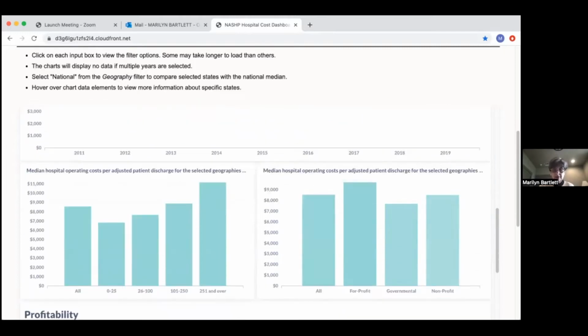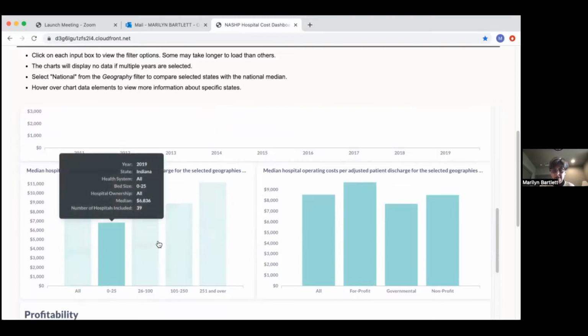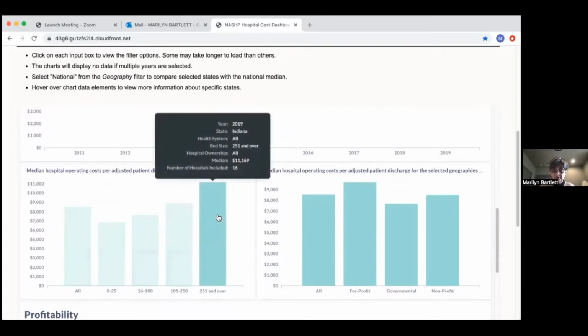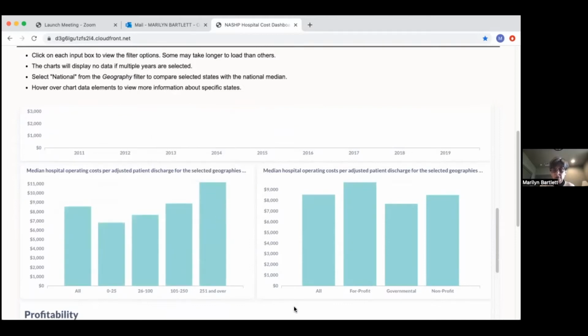Again, we break it down deeper into, let's take a look at the bed size. And again, this is the operating cost per discharge. And in this case, it does follow the same as you saw revenue. And we break it down also by hospital ownership.